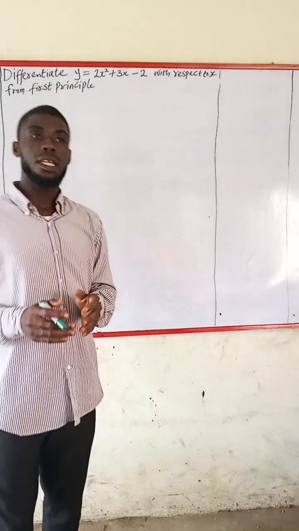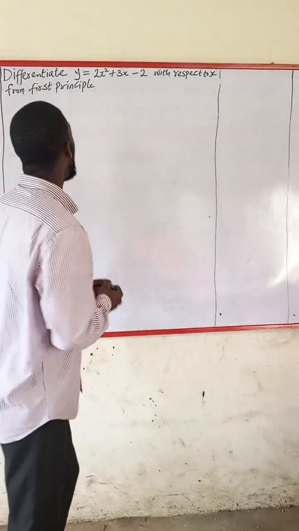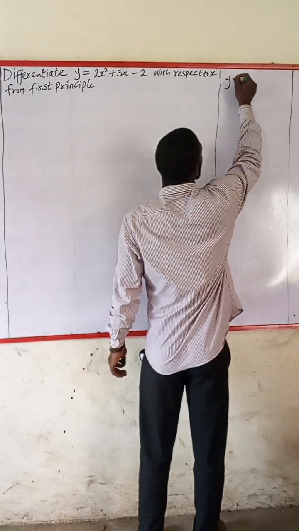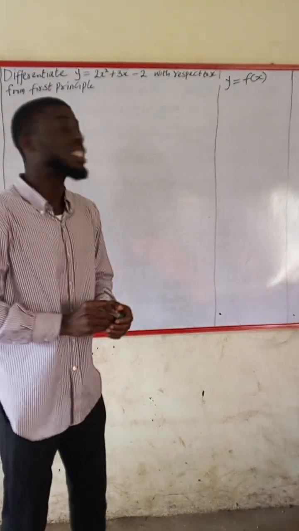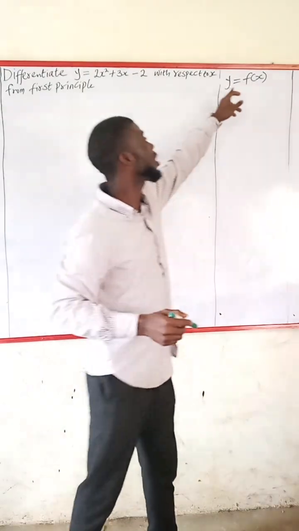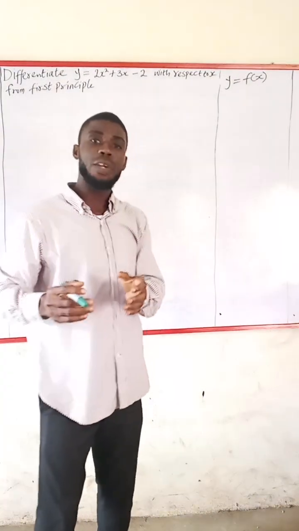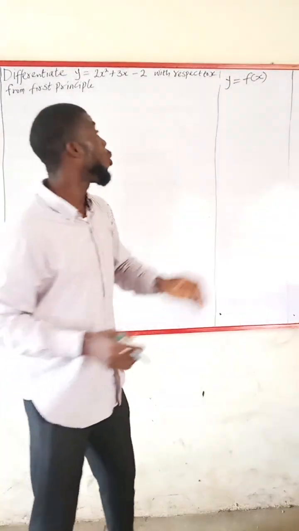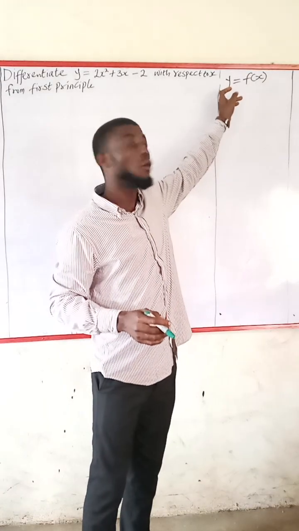Differentiation simply asks us the rate of change of something. Now we have that y is a function of x. We want to see the rate at which y changes with respect to changing x. Meaning that for every time that x changes, what will be the new position for y?